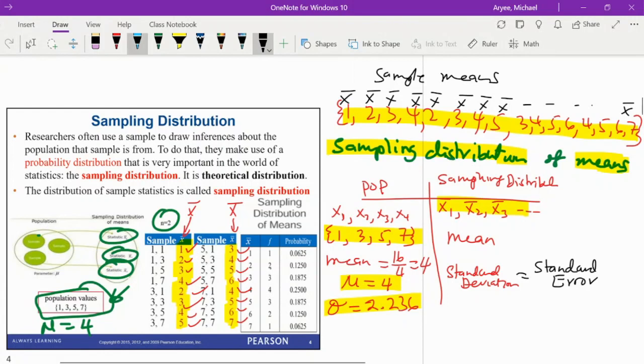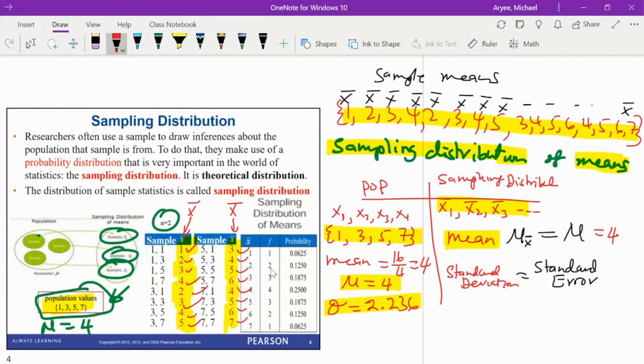Now, the mean of the sampling distribution has a special notation. We write it as mu with a subscript x bar. And according to theory, the mean of this group is the same as the mean of the population. I don't need to list all these values. If I know the mean of the population, then I know the mean of all these 16 numbers, so the mean of these will automatically be 4.